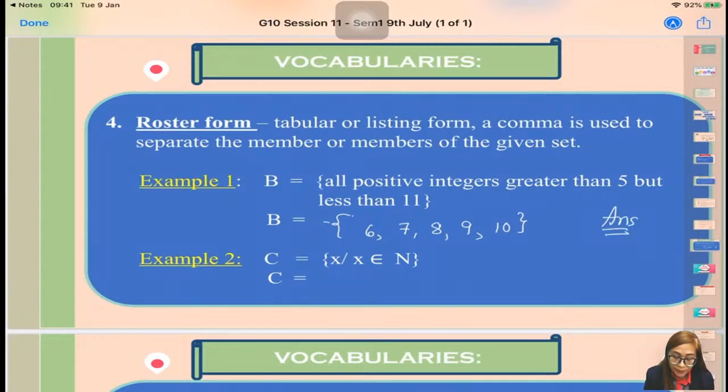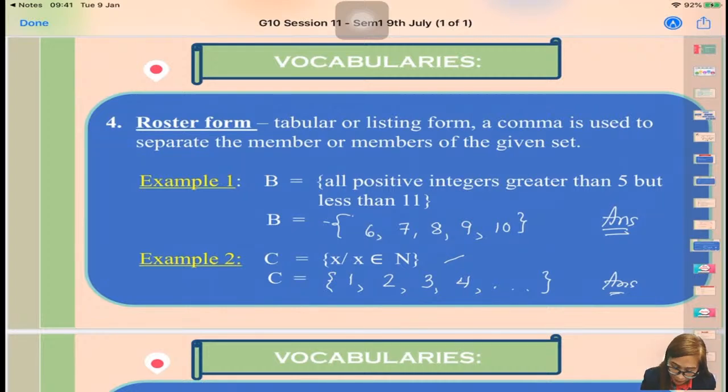The next is set C. C is the set of all x such that x belongs to N. N is the set of natural numbers. When I say natural numbers, it is the set of 1, 2, 3, 4, 5, yes? So C is the set of 1, comma 2, comma 3, comma 4, and the list goes on, etc. Okay, or ellipses. This is the answer.